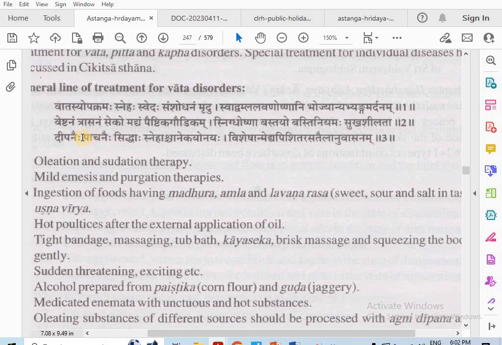Okay. So tightening the body, that we have as tight bandage. Then trasanam, frightening the person. Then sekaha, as I said, pouring with dasamula kwatha. Then madhya, that is the liquor that is created from the corn flour, wheat, and guda, meaning jaggery. Okay. Then next we have snigdoshna, student.